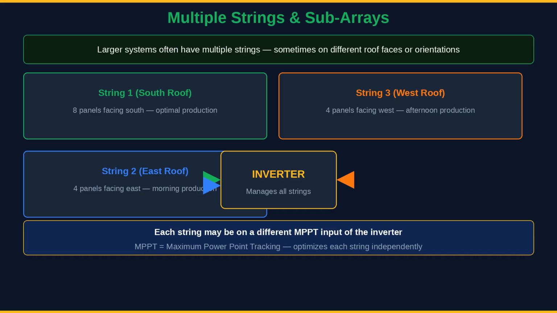Larger systems often have multiple strings, sometimes on different roof faces or orientations. For example, a home might have string 1 on the south roof with 8 panels, string 2 on the east roof with 4 panels, and string 3 on the west roof with 4 more panels. Each string connects to a separate MPPT input on the inverter. MPPT stands for Maximum Power Point Tracking. It allows the inverter to optimize each string independently, which is important when strings face different directions.